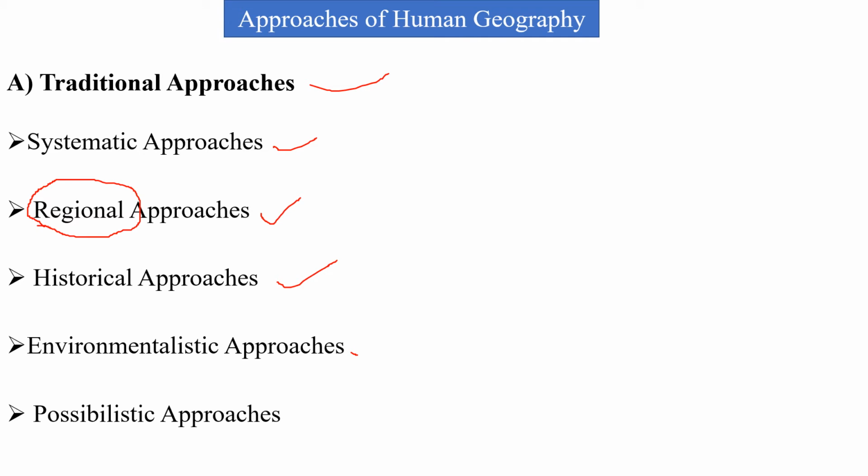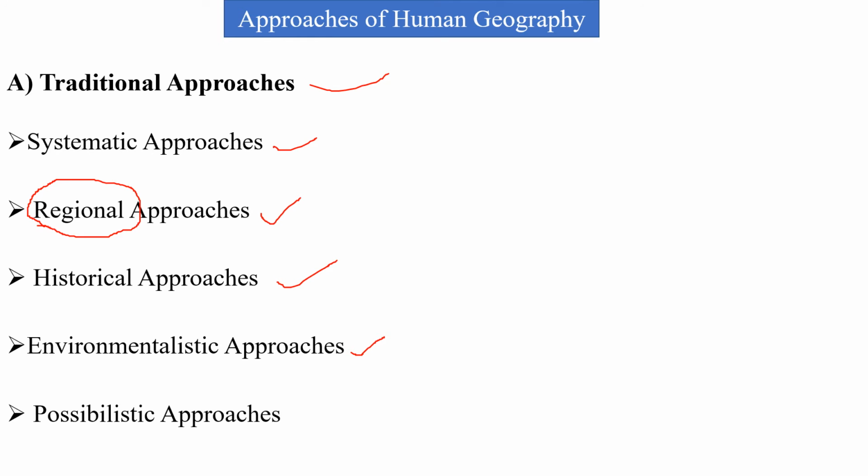Then the next important approach of human geography is the environmentalistic approach. Environmentalistic approach means we study environment related things which are related to human beings. There is a close relationship between nature and human beings. That study is part of the investigation in this approach, like the types of forest and their distribution, and the people associated with these jungles and their behavior, their clothes, their foods. Such investigation or study is part of this approach.